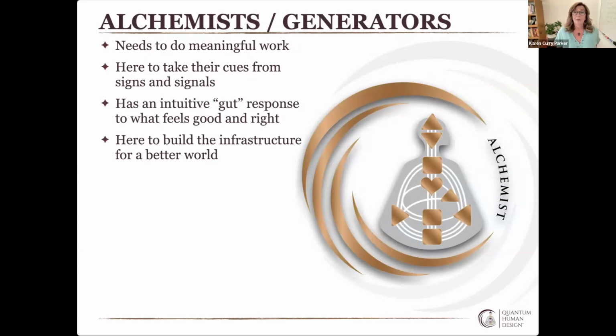The next type we're going to be talking about is called the alchemist. Alchemists, or generators in traditional human design, have a deep need to do meaningful work in the world. If you're an alchemist, your work has to be relevant to you. It has to have some kind of meaning. That doesn't always mean that the work that you do is going to bring the money in, right?